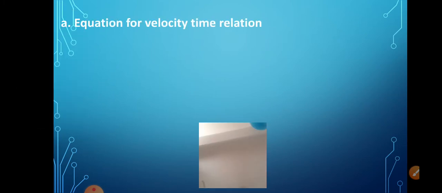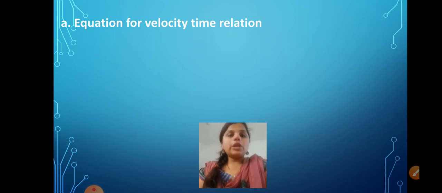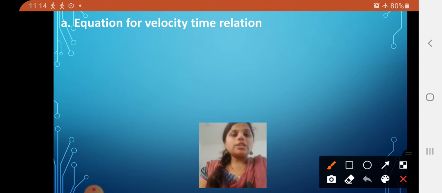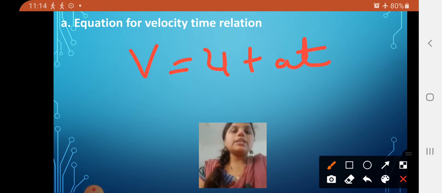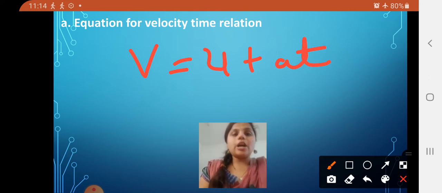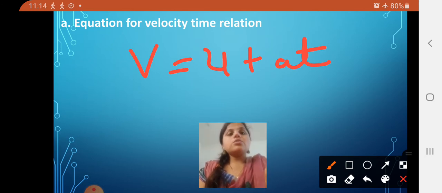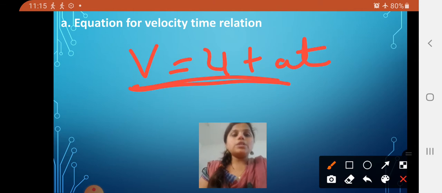Now let's derive the equation through the graph. The equation for velocity time relation. So dear students, what is the velocity time relation? It is v equals u plus at. This we have to prove by the graph, because we are representing it in the form of the graph. So we have to prove this equation by using the graph.